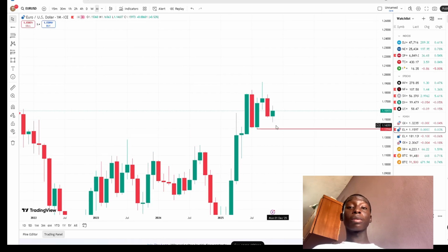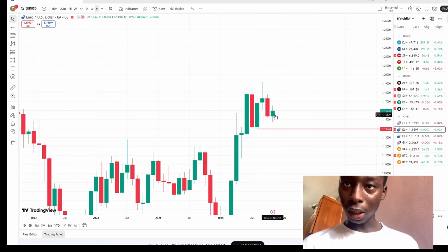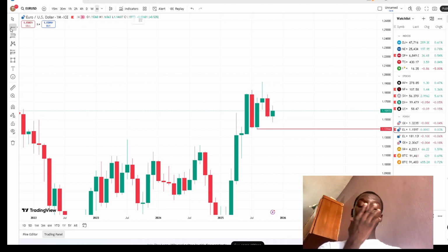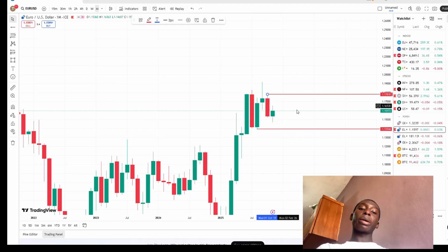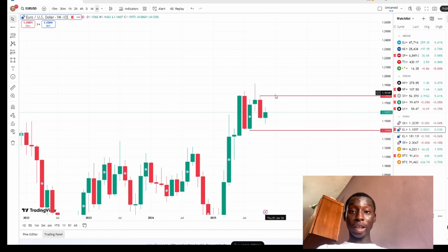So what we are projecting here using the monthly time frame is that, since the market is trying to be in a reversal trend, we are looking out for buys. And where are we targeting? We're targeting this zone for the month. For this month, December, we're targeting this zone.